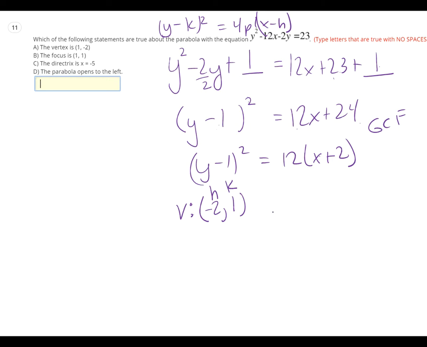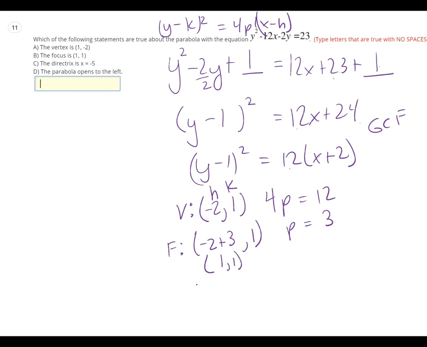Making this value nice and handwritten. The next thing I need to calculate is the p-value. In order to get the p-value, I take this chunk here and set it equal to 4p. What's p? 3. That's how I calculate the vertex and the focus. So the focus, from the chart, says I have to do h plus p and k. So k stays the same. The h value is -2. What's my p value that we calculated? 3.